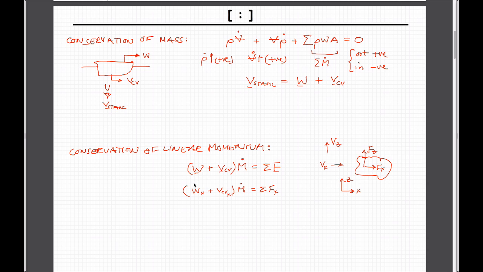What else? Just as in conservation of mass, the sign convention is positive out of the control volume, negative if in. But for both W and velocities, all of these are positive in the coordinate direction.